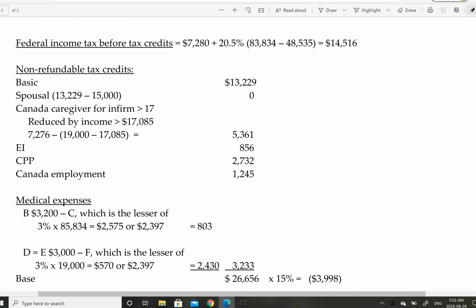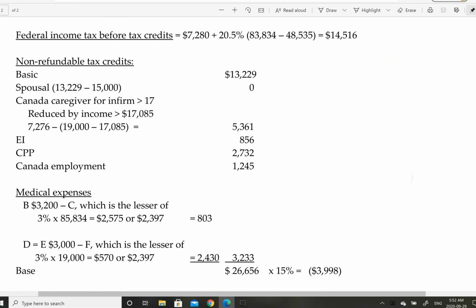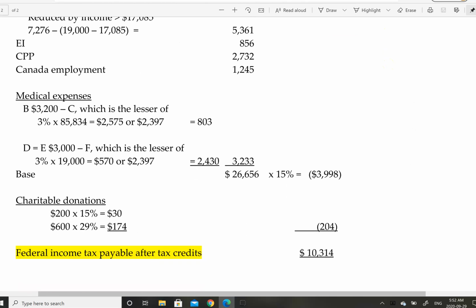So once again, we scroll back up to the top here. The federal income tax before tax credits is $14,516. We minus the tax credits. And once again, the total tax credits, if we add that all together, the $3,998 and the $204, the total tax credits will be $4,202. We subtract that from the $14,516, and we get federal income tax payable after tax credits of $10,314.